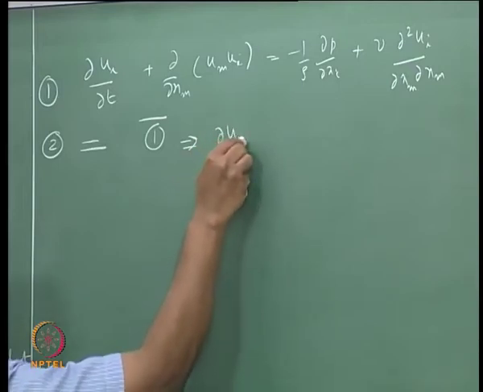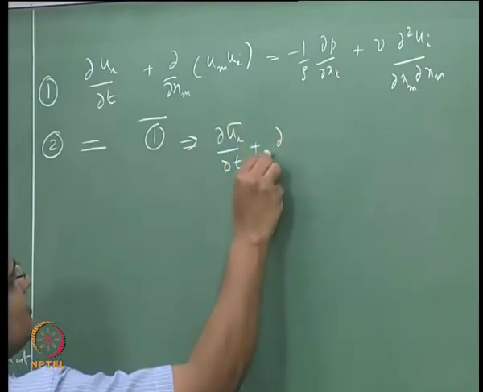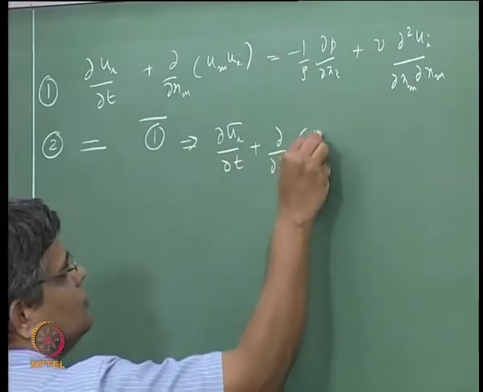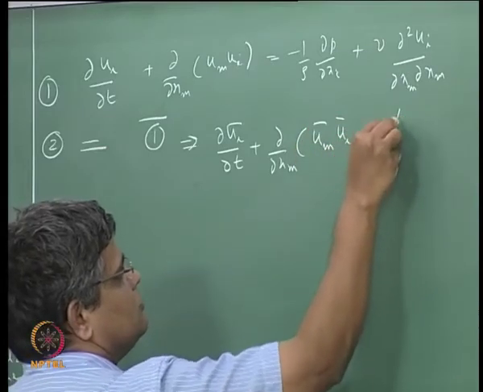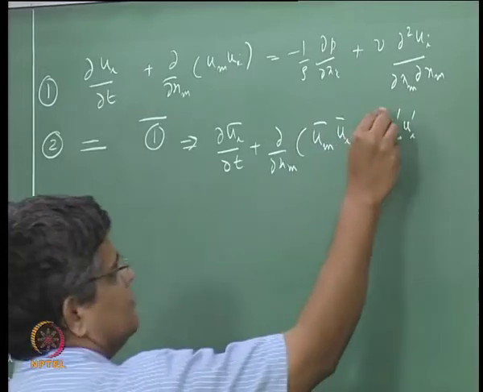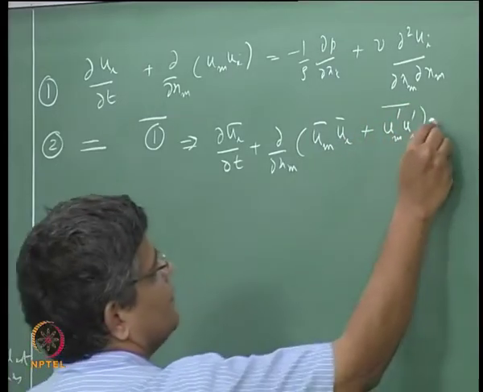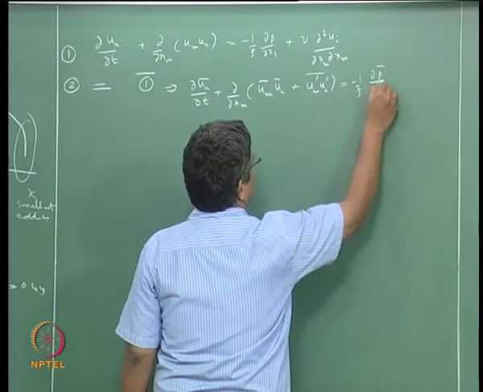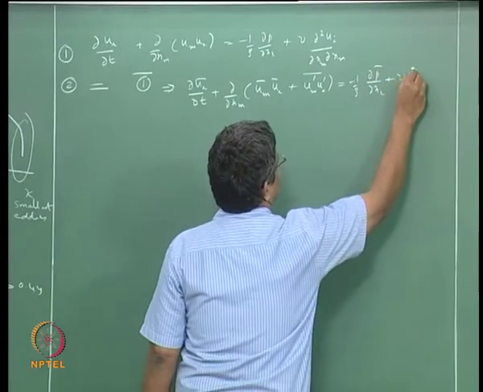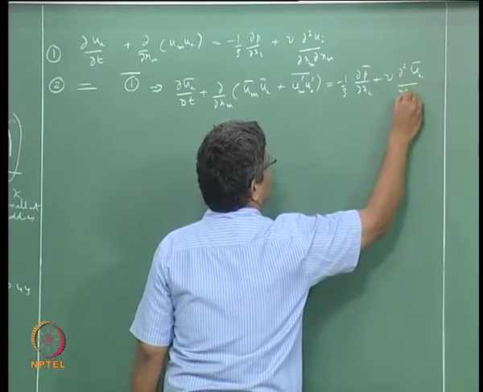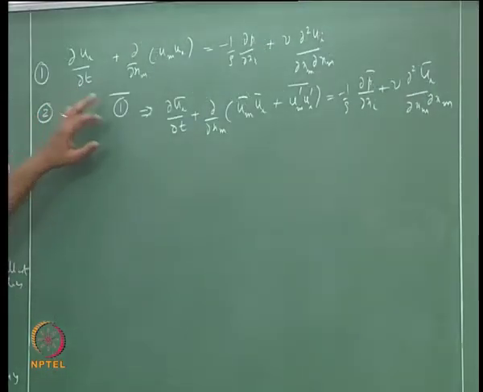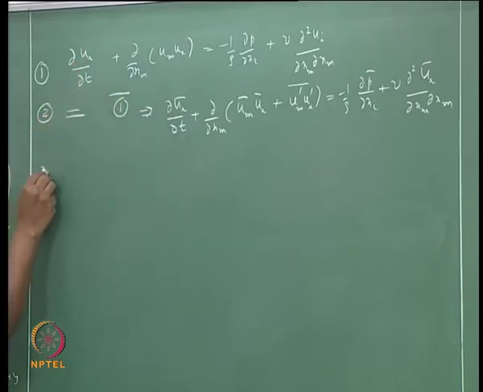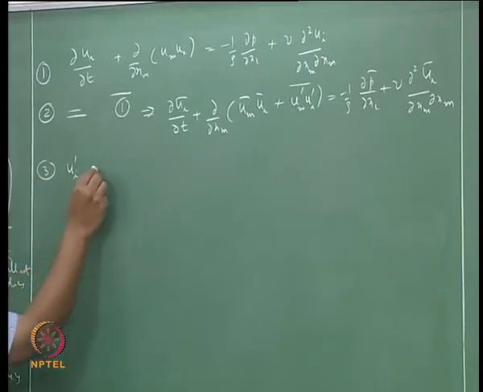This we can write down as dou u i bar by dou t plus dou by dou x m of u m bar u i bar plus u m prime u i prime, equal to minus 1 by rho dou p bar by dou x i plus nu dou square u i bar by dou x m dou x m. And by subtracting this from equation 1, we are able to get an equation for ui prime.